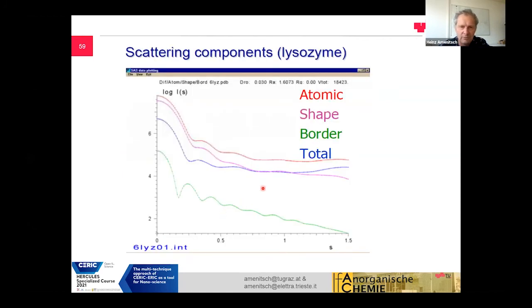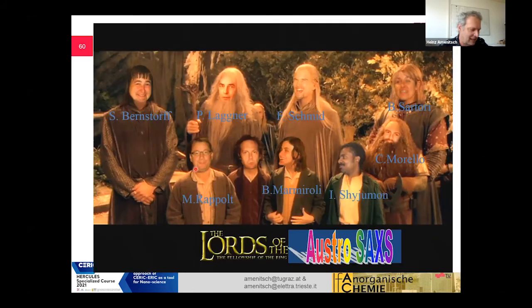And how important is the shell? This is shown here. This is lysozyme. This is the scattering from lysozyme in vacuum. And the blue curve is the scattering from lysozyme taking the shape effect and the border effect, so the hydration shell effect, into account. You have a drastic change of the scattering intensity. So this would be the border alone. You see that's quite a substantial contribution to the scattering. So this is somehow the end of the first part.